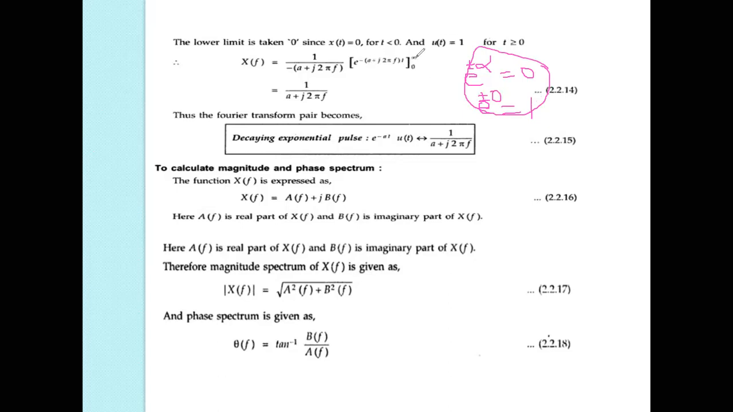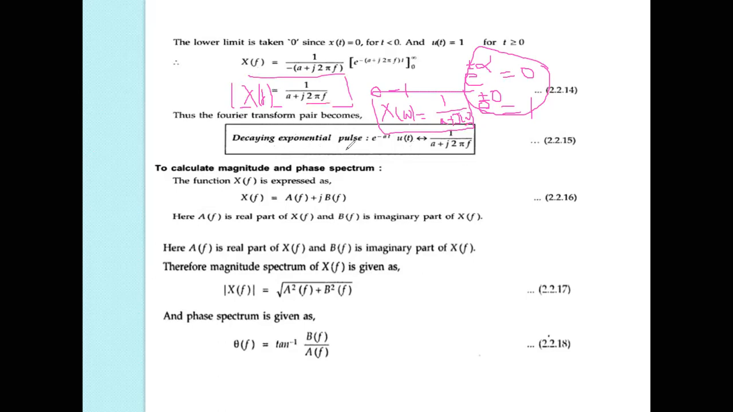So when I substitute the upper limit t equal to infinity, that is 0, minus e power 0, the value is 1. The minus and the minus become plus, giving 1 by a plus j into 2 pi f. What is 2 pi f? Nothing but omega. So X of omega is 1 by a plus j omega, in angular frequency. What is the normal frequency? X of f is 1 by a plus j 2 pi f. Replace omega with 2 pi f.